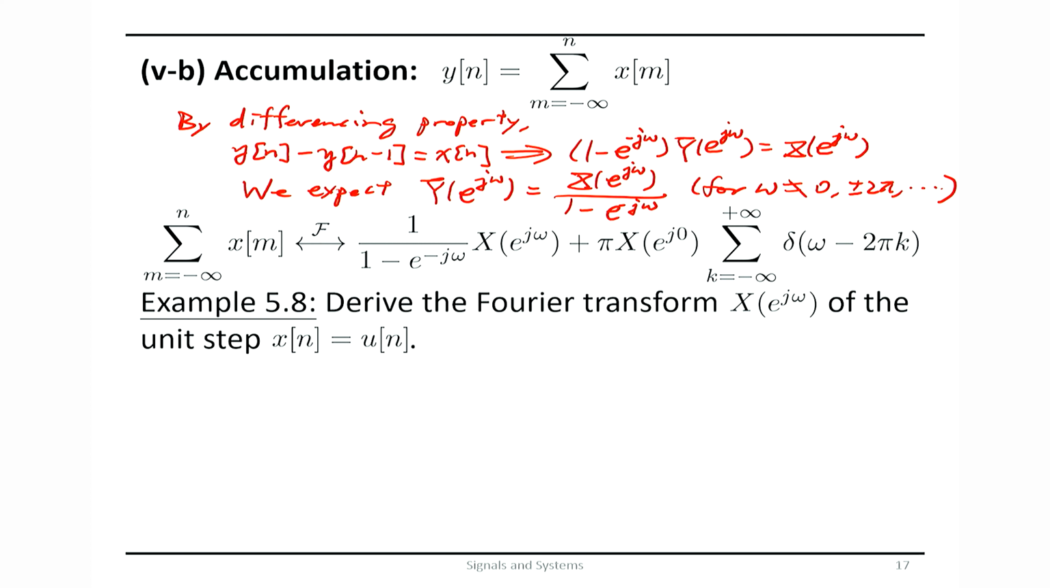Indeed, that is the case for omega not equal to 0. But for omega equal to 0, we need an additional term, right? Recall that this is similar to the integral in the continuous time case. So when omega is 0, we need an additional term to account for the DC or average value of this signal. So this accounts for the DC or average value of the accumulation.